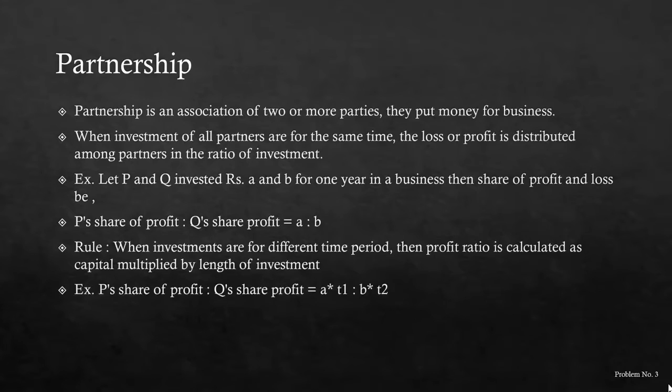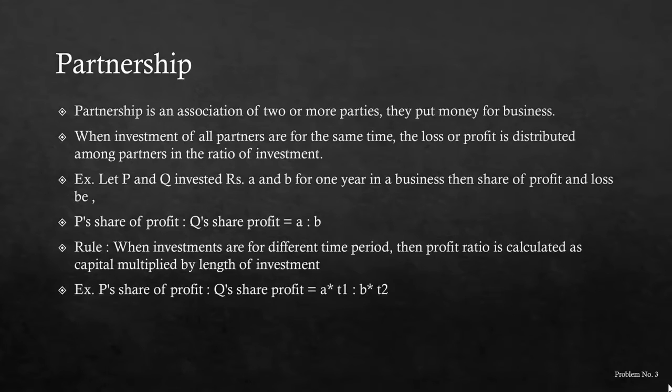First rule is, if the investment of all the partners is being done for the same time, then obviously loss or profit is to be distributed among all these partners in the ratio of their investment. So, for example, let P and Q have invested rupees A and rupees B for 1 year in a business, then the share of their profit or loss will be in the ratio of their investment, that is A as to B.